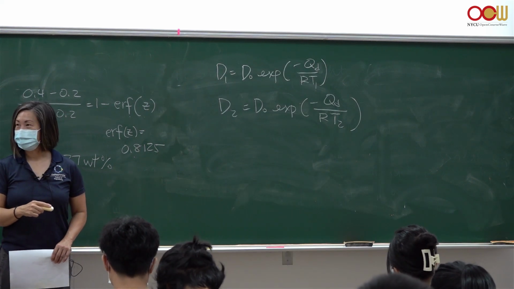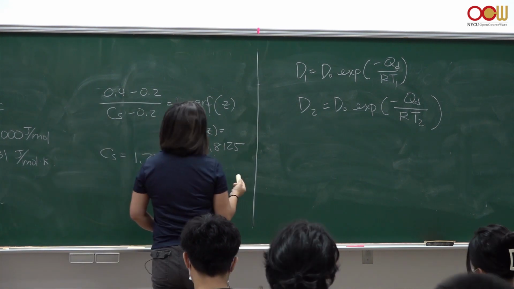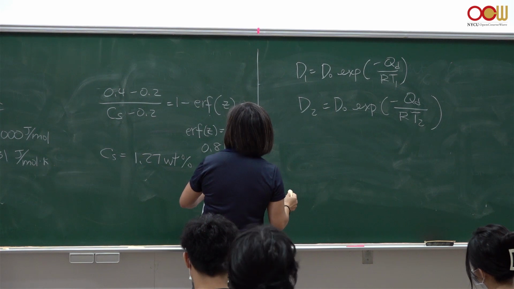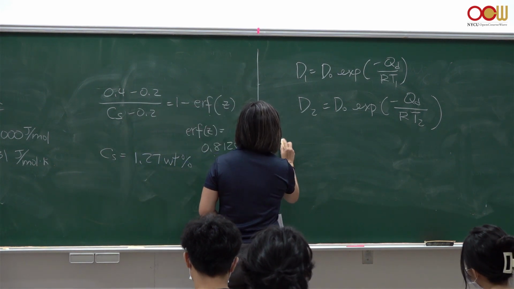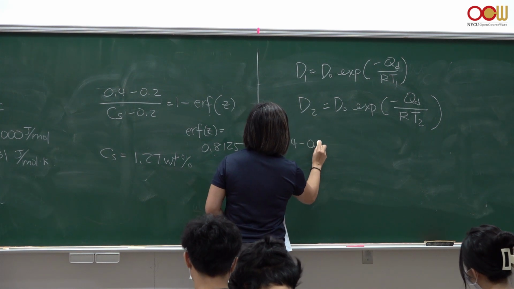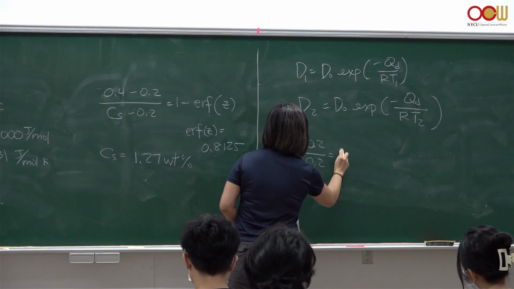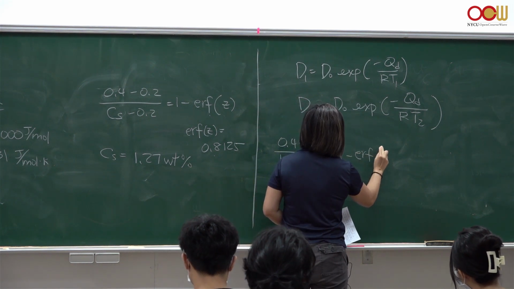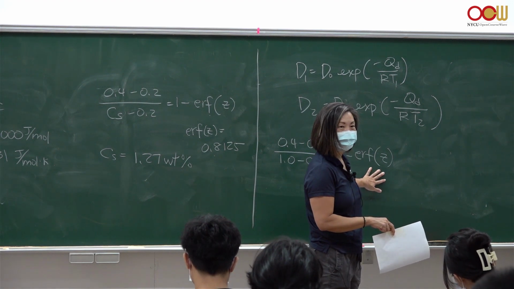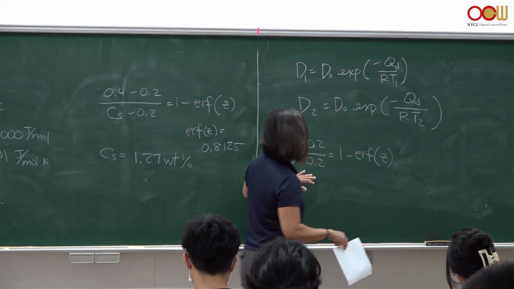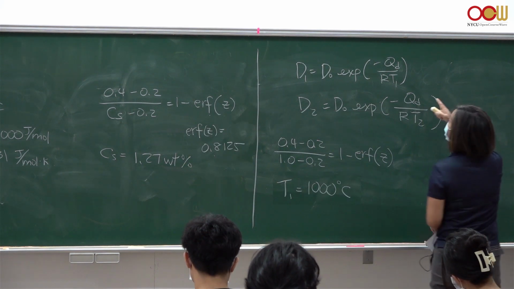So we have these two equations, yes? And for increasing the T, that would mean that we hold the surface concentration constant. So we have 0.4 minus 0.2 over 1.0 minus 0.2 equals 1 minus error function of z. So you will have to find a new number for z. It will be different, right, from before. But I'll let you do that. But I'll show you how you can find this.